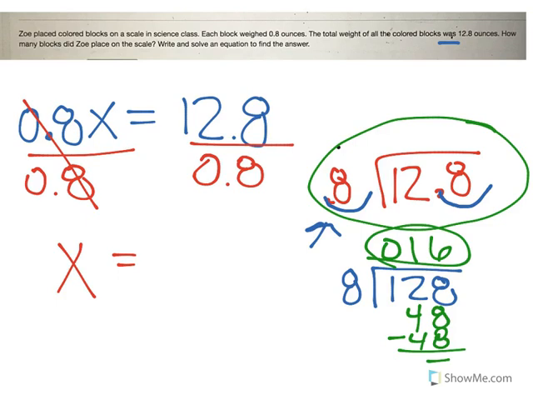So Zoe placed colored blocks on a scale in science class. Each block weighed 8/10 ounces. The total weight of all the colored blocks was 12.8 ounces. How many blocks did Zoe place on the scale? Well, it's just what can I multiply 8/10 by to get to 12.8, or 12 and 8/10? And the answer was 16 because we solved it algebraically. So again, these are the practice problems. I'm going to go back.